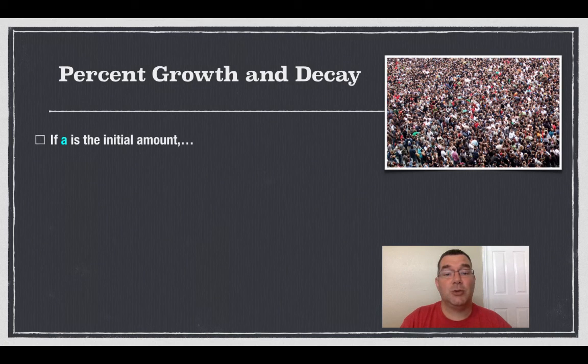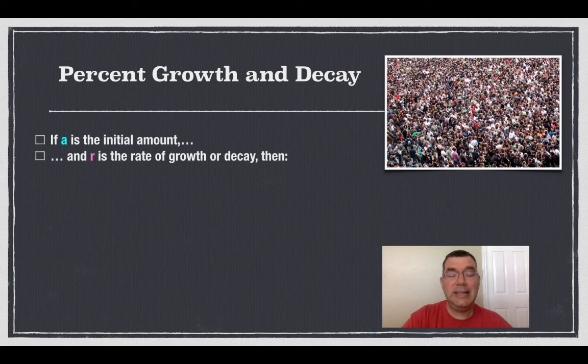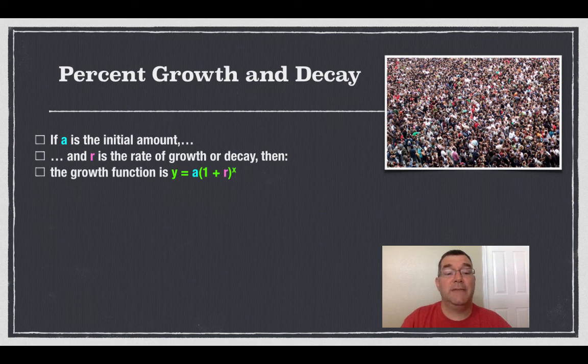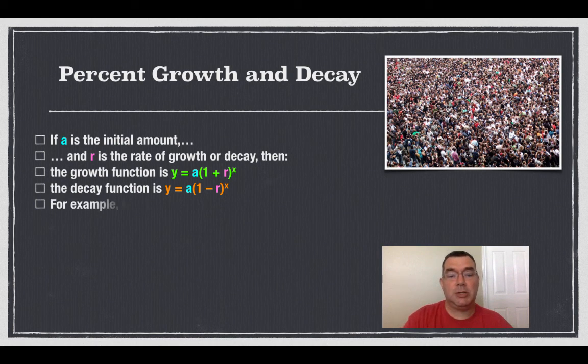If I have percent growth and decay, there was something similar to that when we talked about Karen trying to save up for her trip. A is the initial amount that you are investing or that you have. It could be a population, it could be a money amount. R is going to be the rate of growth or decay, and that's expressed as a percent. Then if the thing is growing, you're going to plug A and R into that function right there, leave x and y the way they are. If there is decay instead of growth, then all that changes is that the plus becomes a minus. Okay, so let's look at some examples of this.